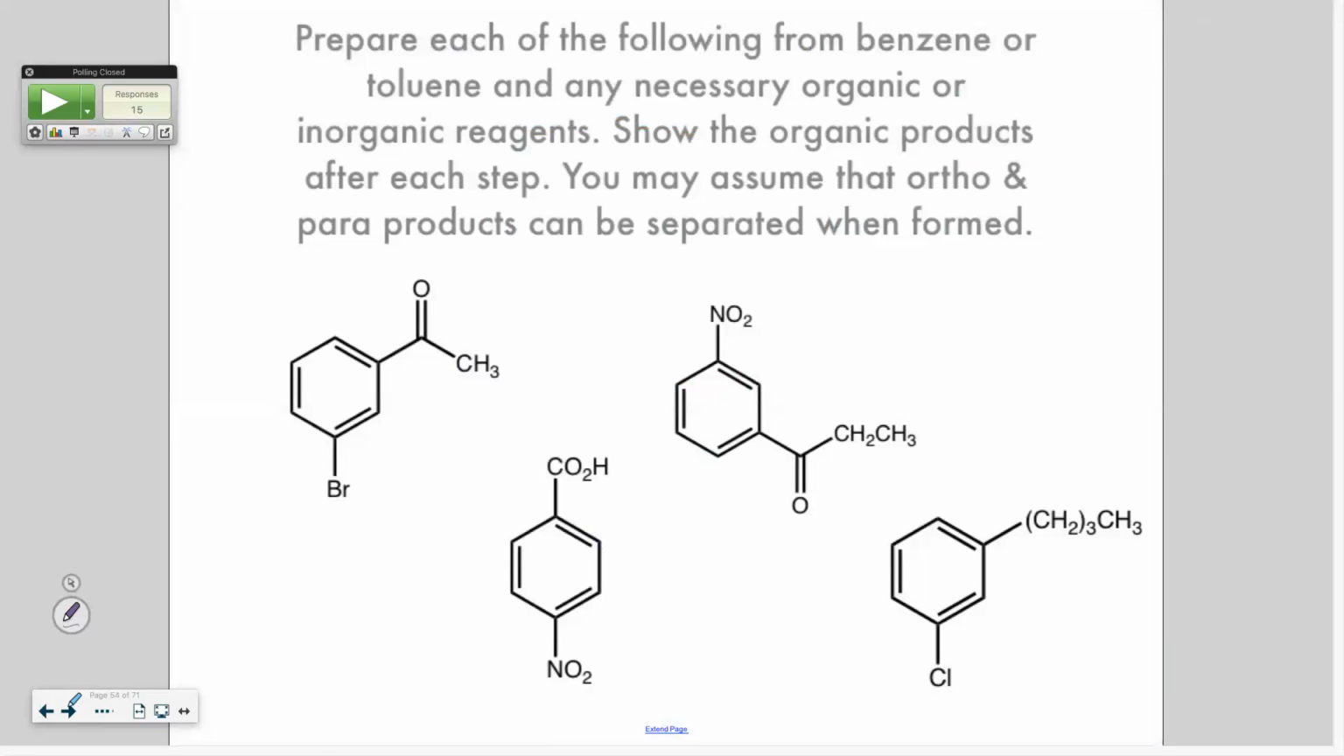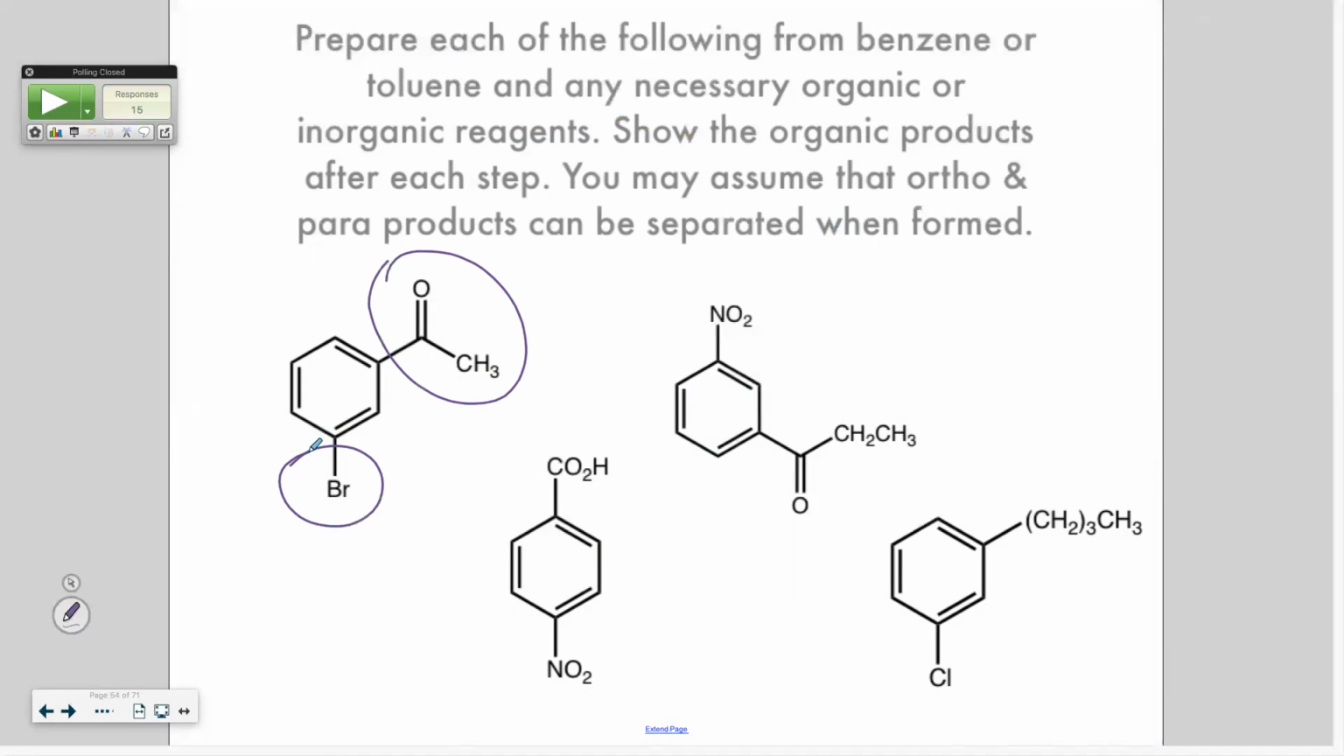All right, now we're going to use everything that we just talked about, and we're going to make these things from benzene or toluene and any necessary organic or inorganic reagents. Okay? So let's look at the very first one up. We're going to start with benzene or toluene, and what do we have to put on our ring? We have to put on this, and we have to put on this.